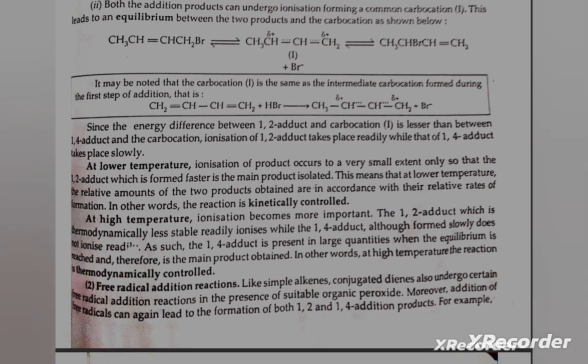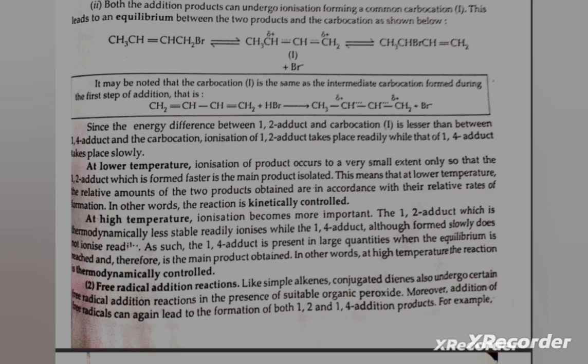Since the energy difference between the 1,2 adduct and the carbocation is lower than that between the 1,4 adduct and the carbocation, ionization of the 1,2 adduct takes place readily while that of the 1,4 adduct takes place slowly. At room temperature, ionization of the product occurs to a very small extent only, so that the 1,2 adduct, which is formed faster, is the main product isolated. This means that at lower temperature, the relative amounts of the two products obtained are in accordance with their relative rates of formation. In other words, the reaction is kinetically controlled.